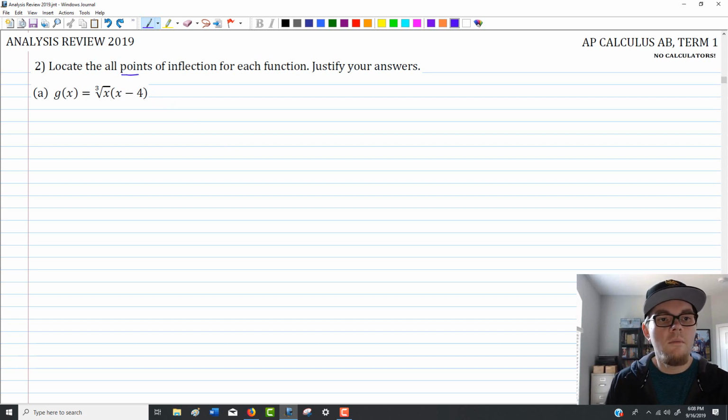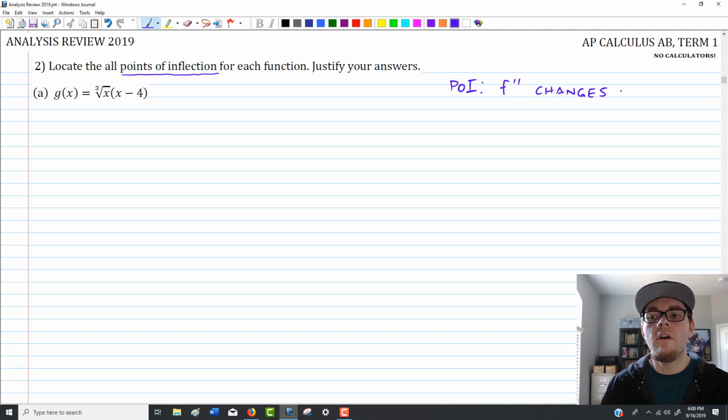The most important thing though to remember is if we're talking about a point of inflection, a POI occurs when f double prime changes signs. And I'm not writing where f double prime equals 0 because that's going to lead you astray, my friends, very much on some of these problems that we'll see in the next couple. So be warned, bad things could happen.